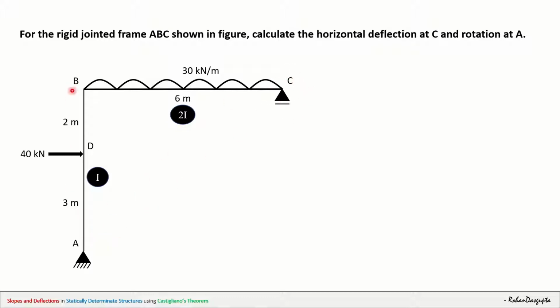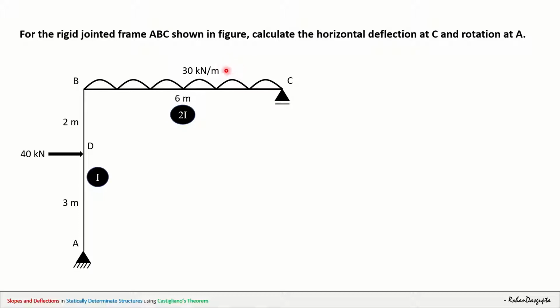The member AB is 5 meters long and the moment of inertia is I, and the member BC is 6 meters long and the moment of inertia is 2I. On the member AB, there is a horizontal load of 40 kilonewton at a point D, which is at a distance of 3 meters from support A. And throughout the span BC, there is a UDL of intensity 30 kilonewton per meter.